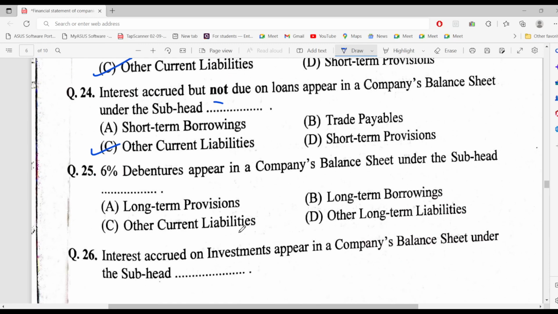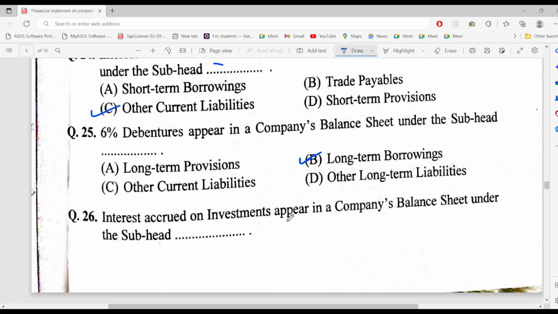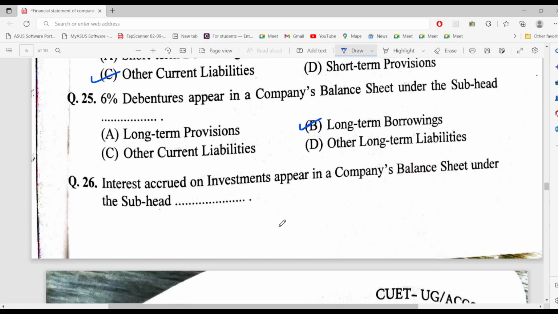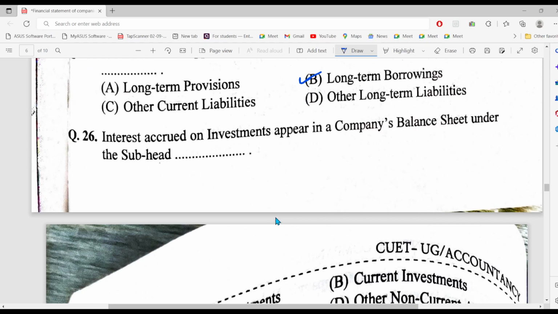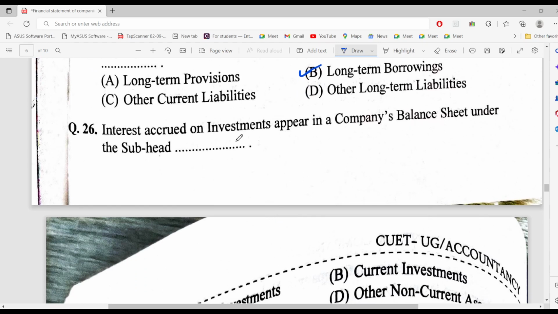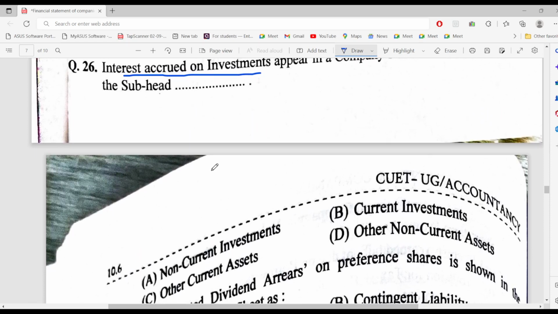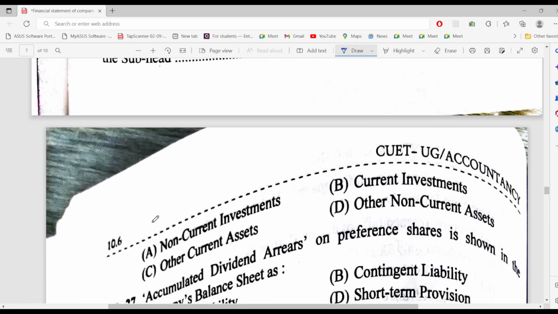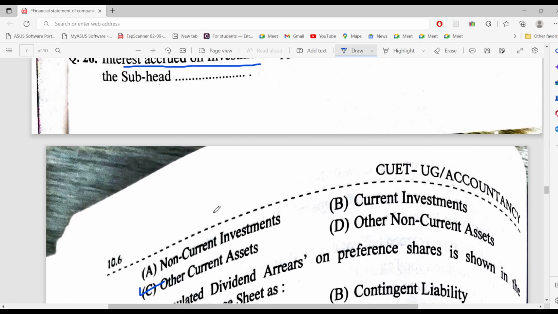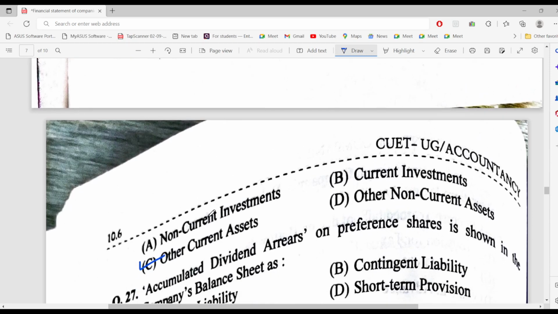So let's move on to the 25th question. 6% debentures appear in a company's balance sheet under the subhead... So 6% debentures. These are long-term borrowings. Yeah. So option D would be the correct answer. Interest accrued on investments appears in a company's balance sheet under the subhead... Interest accrued on investments, now please be careful while answering this question, and the answer would be other current assets. We might have studied about it. So 26 C would be the correct answer.